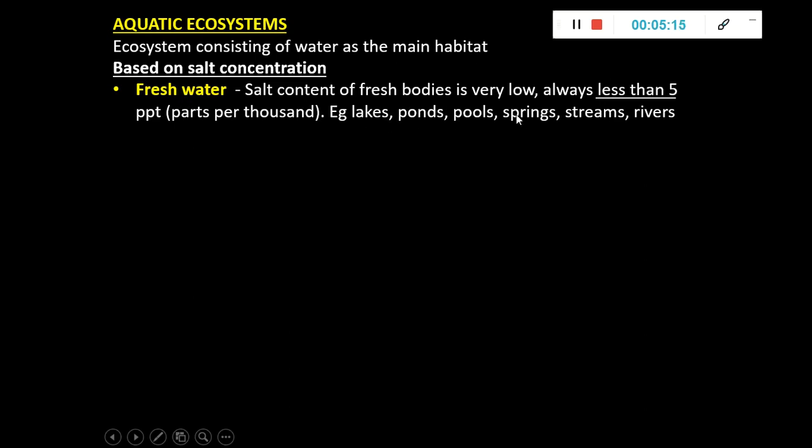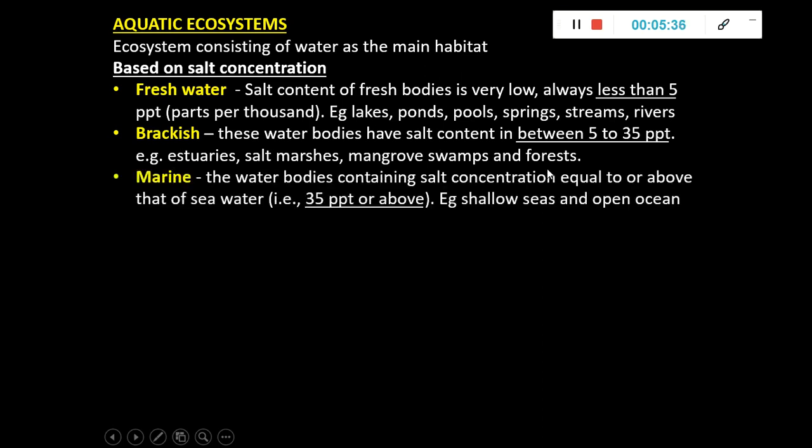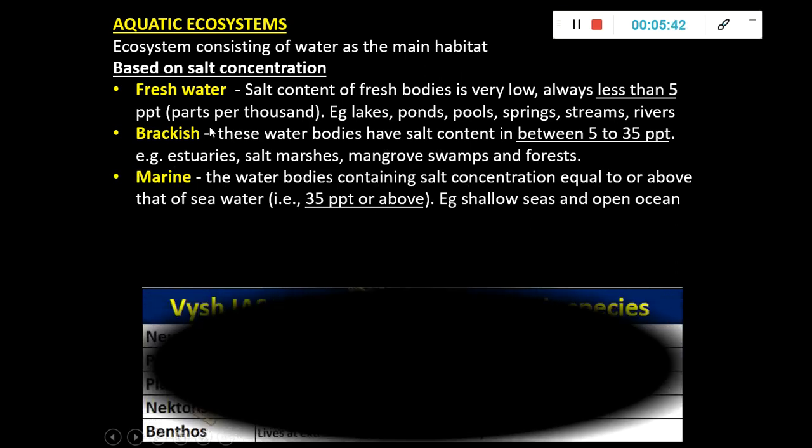Lakes, ponds, pools, springs, streams, rivers. That doesn't mean none of these will have more than 5. There will be some cases where it is more than 5 also. We'll see that when we teach you lakes in detail. Then brackish. Brackish means it will be between 5 to 35 ppt, like estuaries, salt marshes, mangrove swamps. Here salt concentration will be a little higher, towards the coastal area. And marine will be outside the coastal area, that is the ocean and sea water. There it will be above 35 ppt, in shallow seas and open ocean. So it's a very simple definition.